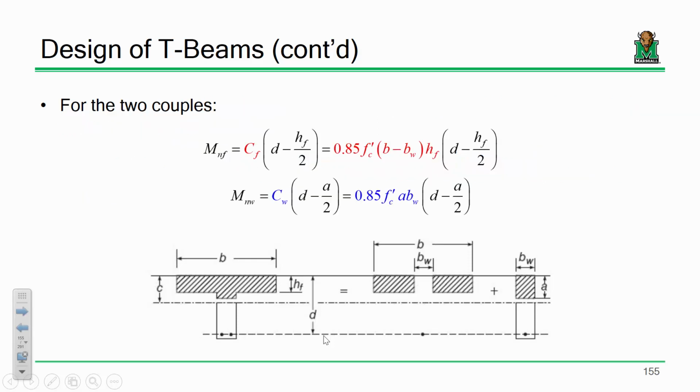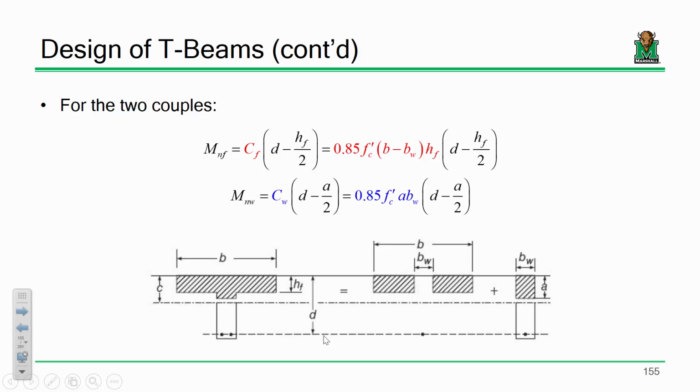Okay, let's take these equations and slowly digest them and make sure we understand what's going on. You agree that the nominal moment capacity of the flange and the nominal moment capacity of the web can be added together to get the whole capacity of the whole thing. All right? Well, let's take this first one. This is the nominal moment capacity of the flange couple.